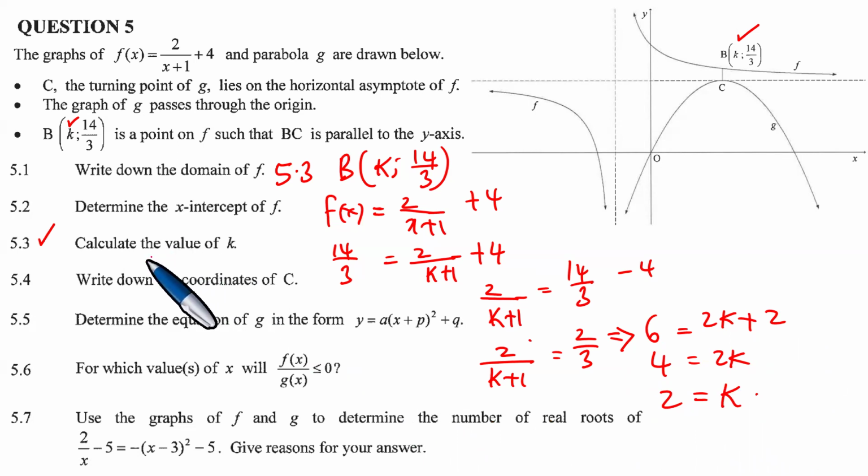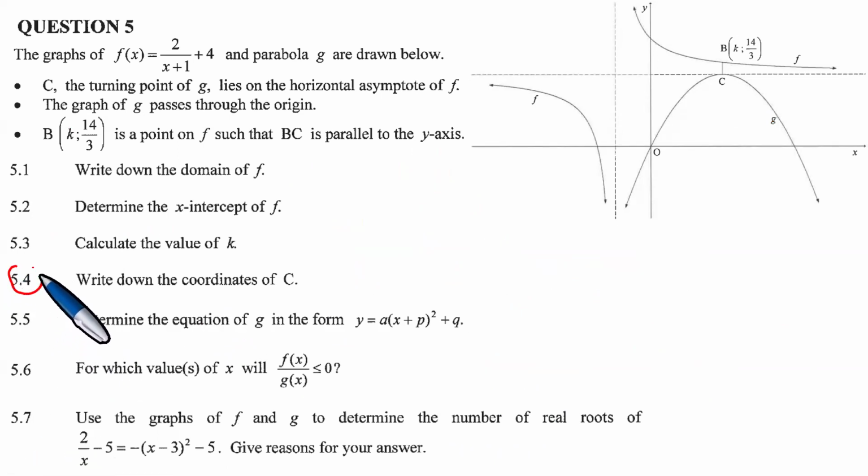We want to find the value of k, and it's clear, therefore, that k equals 2. Now we continue to analyze these very carefully, and we look at what we need to get. So we need to continue and answer the next question. We move on to 5.4, and we need to write down the coordinates of C. Let us check that one.